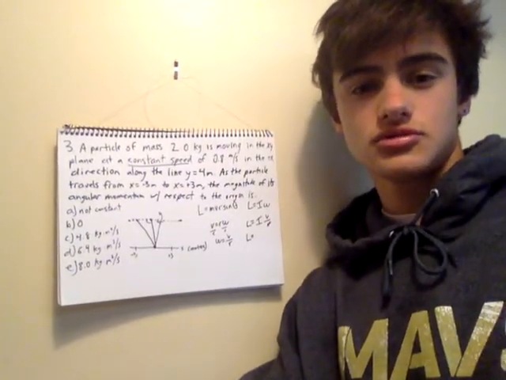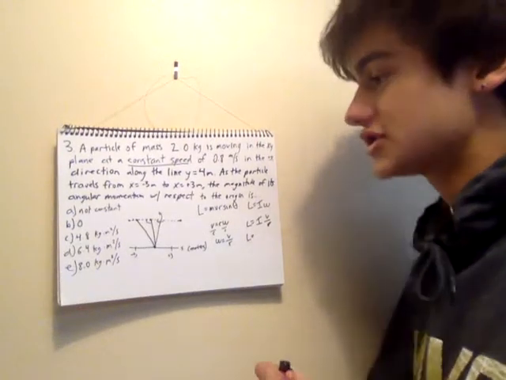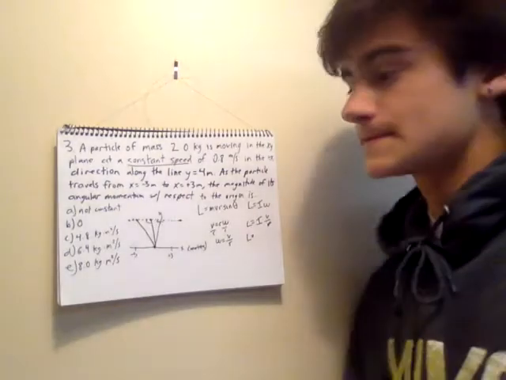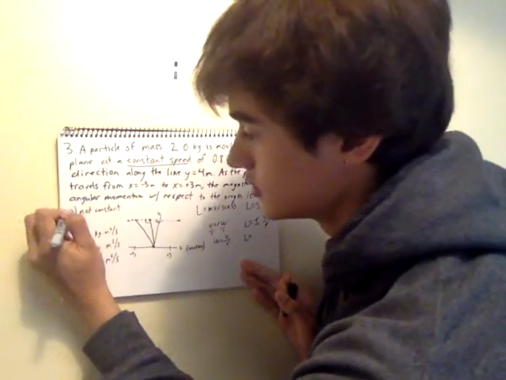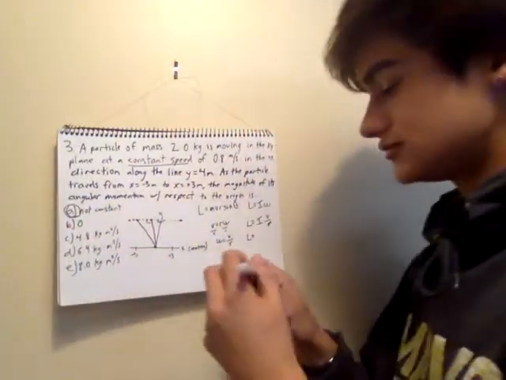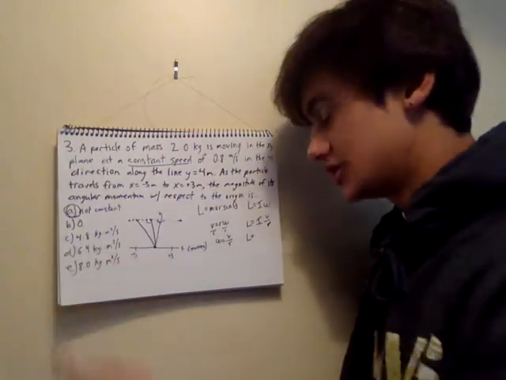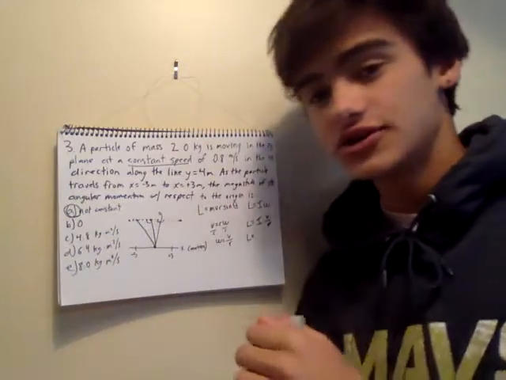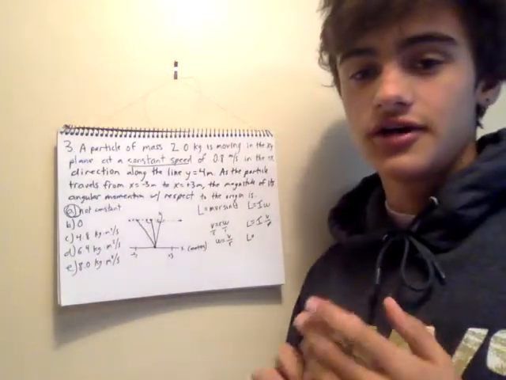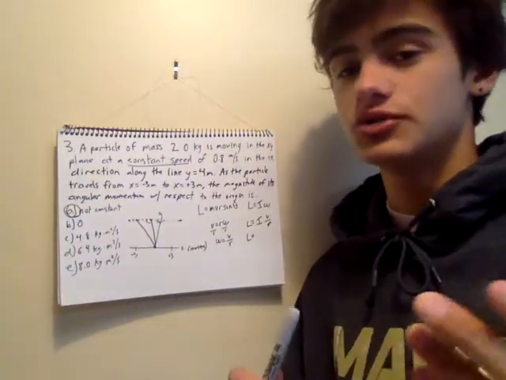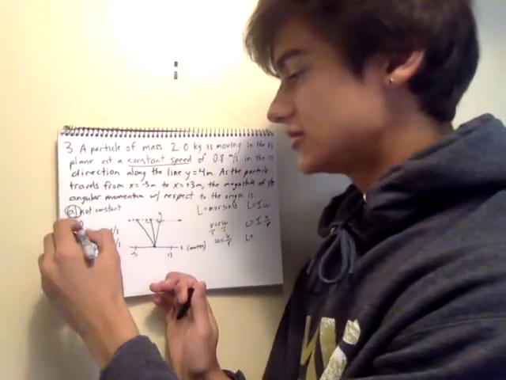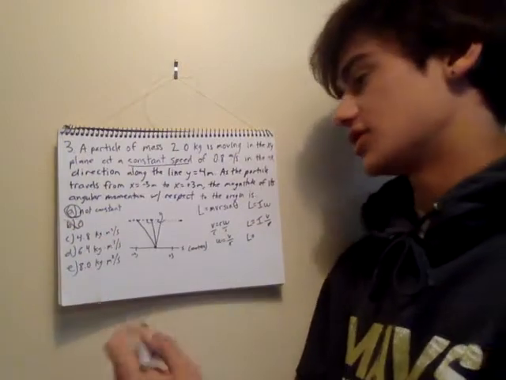Alright, so based on that, we know that the angular momentum here is going to be not constant. It's not zero because there is angular momentum. Even though it is linear, you can also apply the angular momentum model to linear movements. It's not this. And then we know it's not going to be any of these because we know that it's not constant.